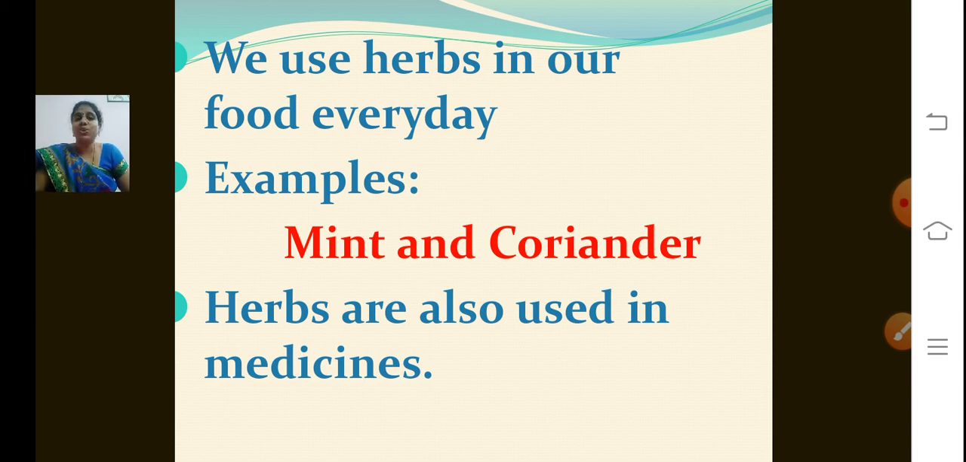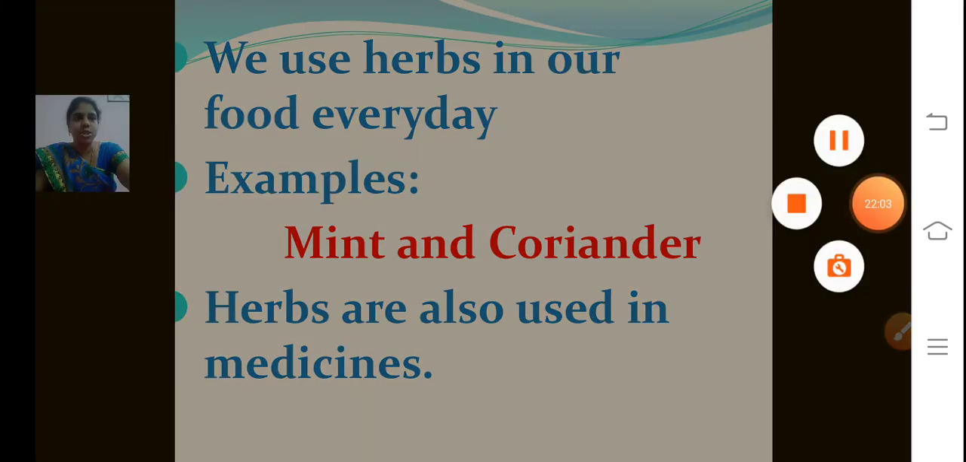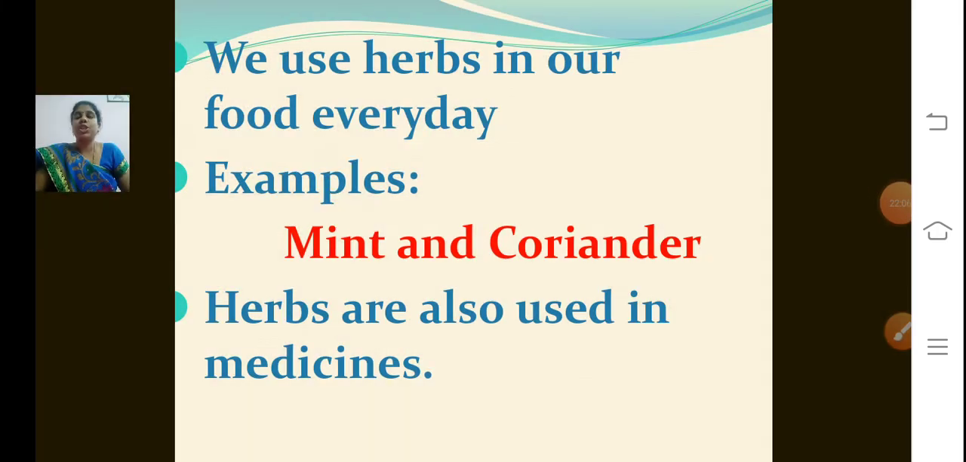Herbs are also used in medicines. So we use them as our medicines also. For medicinal purposes we use herbs also.